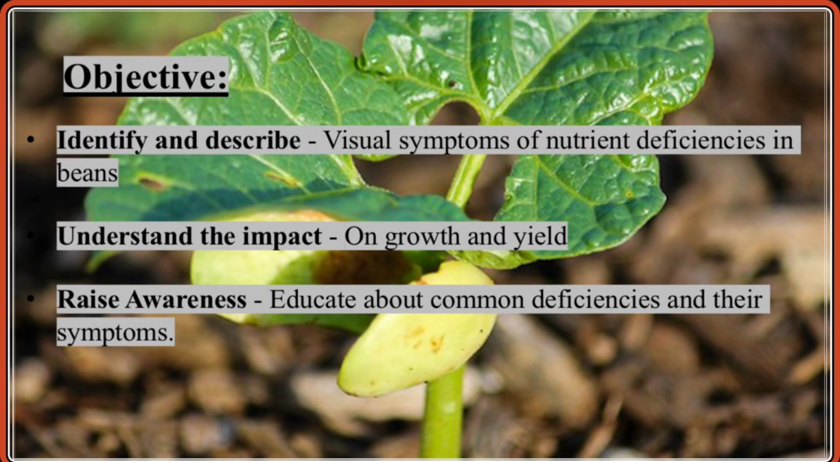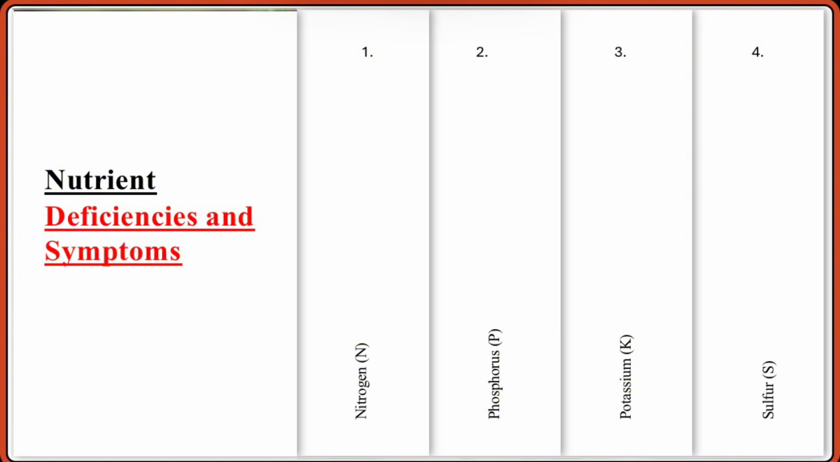Our objectives for our presentation are to know the different roles of the different nutrients and how they benefit the plants, to identify and describe the visual symptoms of nutrient deficiency in beans, and to understand the impacts that these nutrient deficiencies have on the growth and the yield of the crop. With all this information, we can raise awareness and educate others on how we can manage these nutrient deficiencies and their symptoms. Now let's look at the first section of our nutrient deficiencies and symptoms.